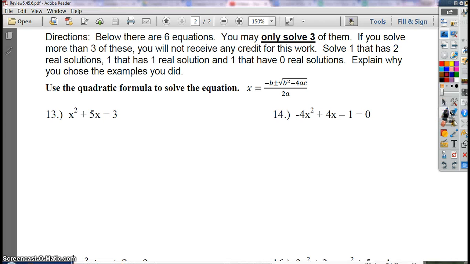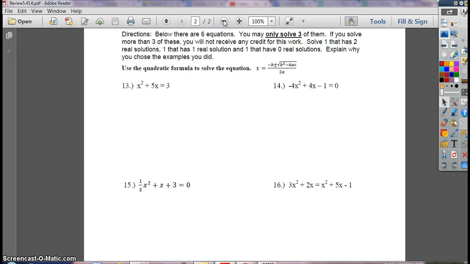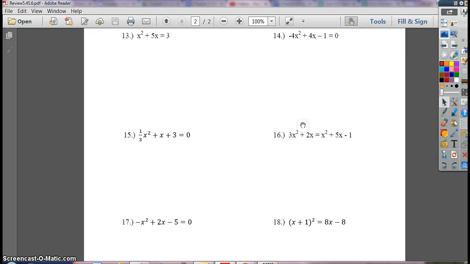You only have to solve 3 of these, so I'm going to go through all of them, but notice you only have to do 3 of them. I'm going to actually zoom this out. Let's do the discriminants quick. And I'll talk about which ones you would have to do.